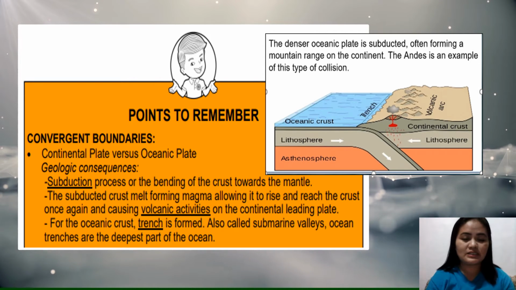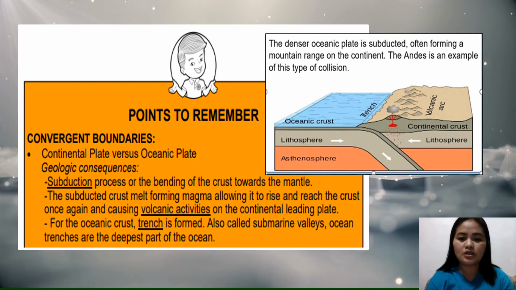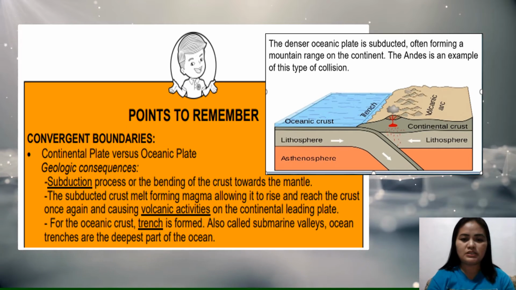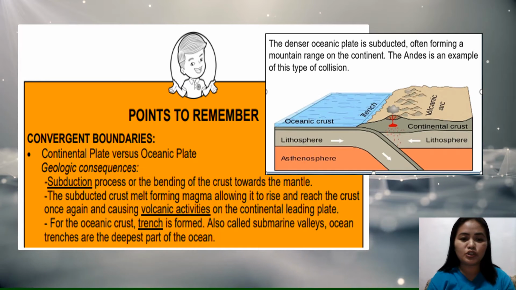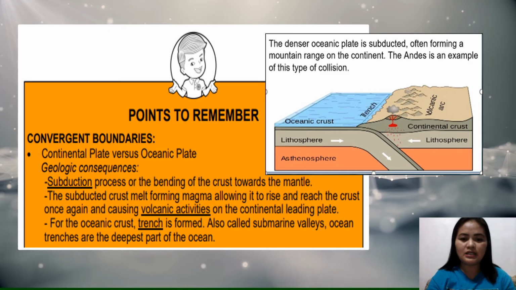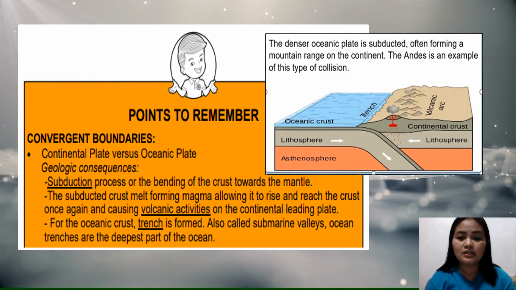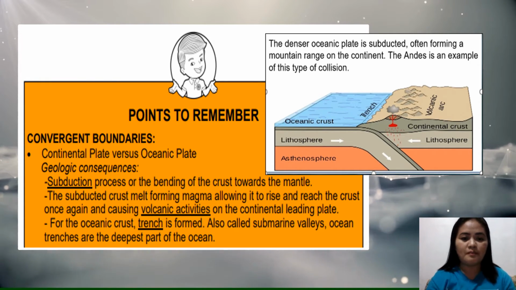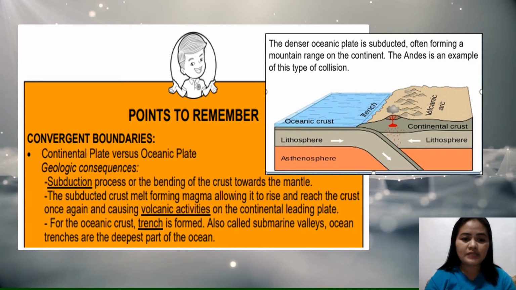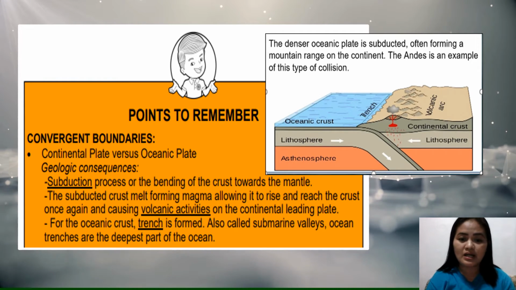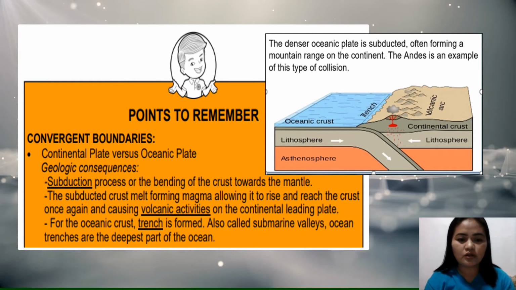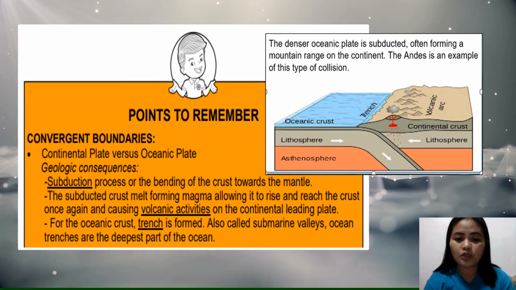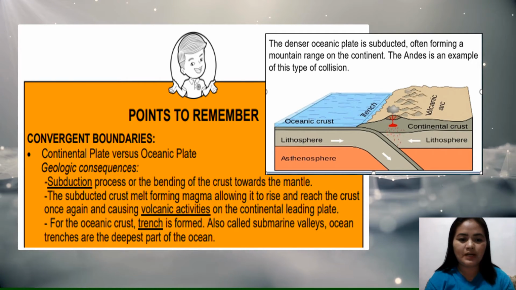What is this process? This is the bending of the crust towards the mantle. In simple manner, this is just the moving process or the motion of the oceanic crust towards the mantle, and when it reaches it, it will melt and will form magma. The subducted crust melts, forming magma, allowing it to rise and reach the crust once again and causing volcanic activities on the continental leading plate.